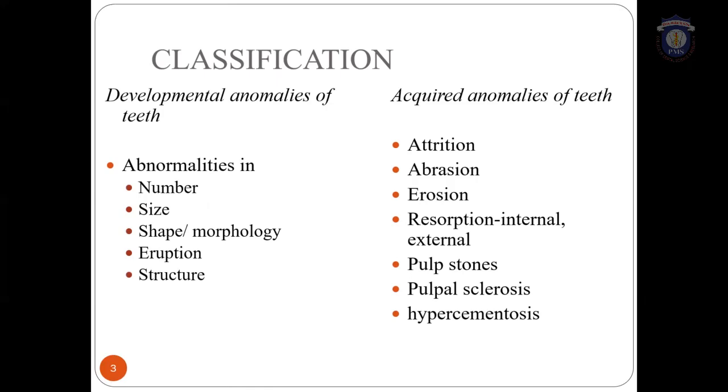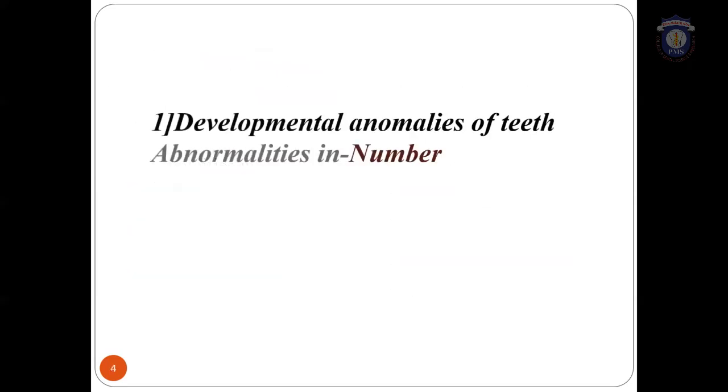In developmental anomalies, they can be seen as abnormality in number, size, shape or morphology, eruption or structure. Acquired anomalies include attrition, abrasion, erosion, internal resorption, external resorption, pulp stones, pulpal sclerosis, hypercementosis. So first, we will be seeing the developmental anomalies, the abnormalities in number of teeth.